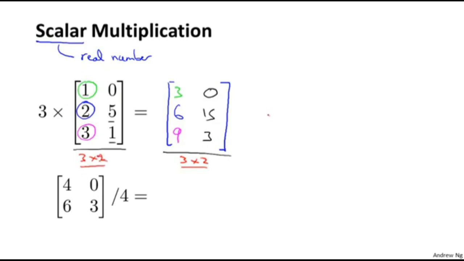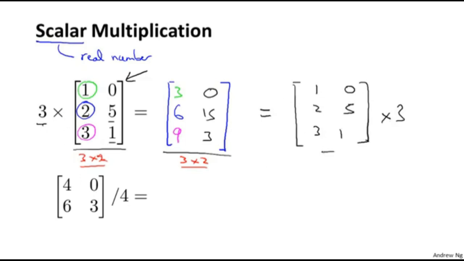And by the way, you can write multiplication either way. So I had 3 times this matrix. I could also have written this matrix 1, 0, 2, 5, 3, 1, right? I just copied this matrix over to the right. I can also take this matrix and multiply this by 3. So whether it's 3 times the matrix or the matrix times 3 is the same thing, and this thing here in the middle is the result.